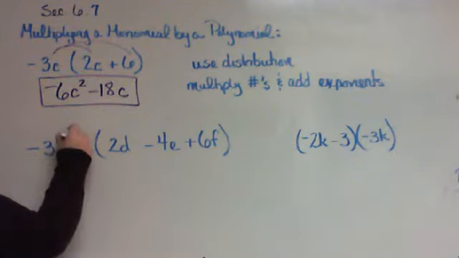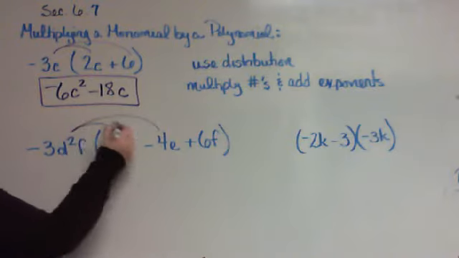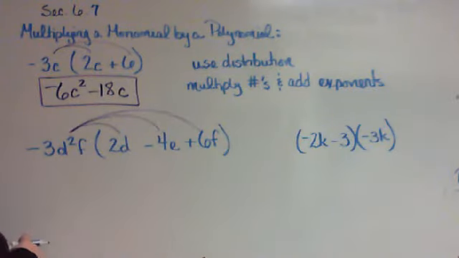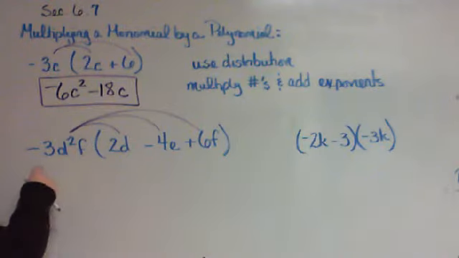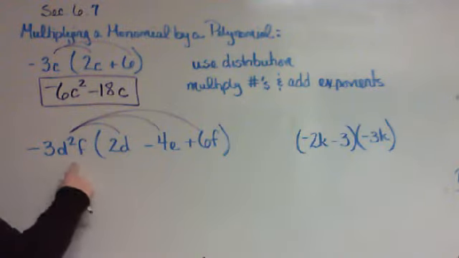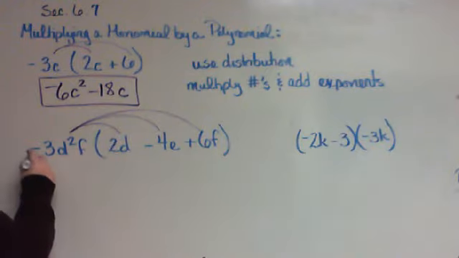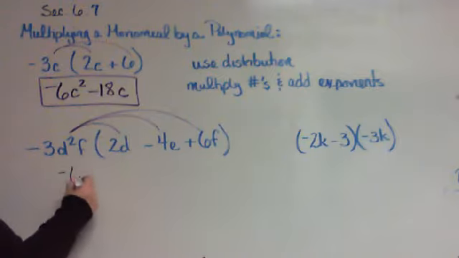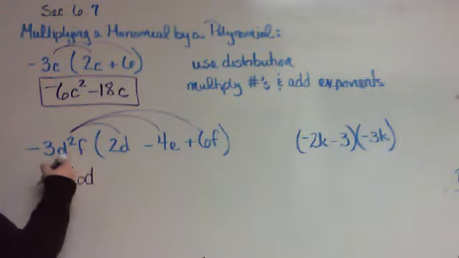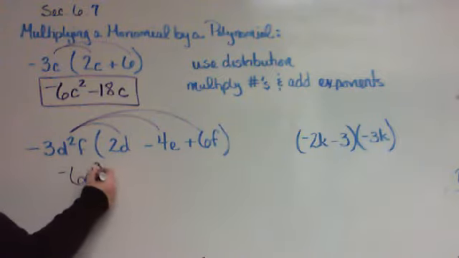So when you get more complex, you have to distribute throughout the entire parentheses. Make sure you always go back to what this is. Always multiply the numbers and add your exponents. So negative 3 times a positive 2 is a negative 6. D squared times D is 3 D's. And then there's an F.